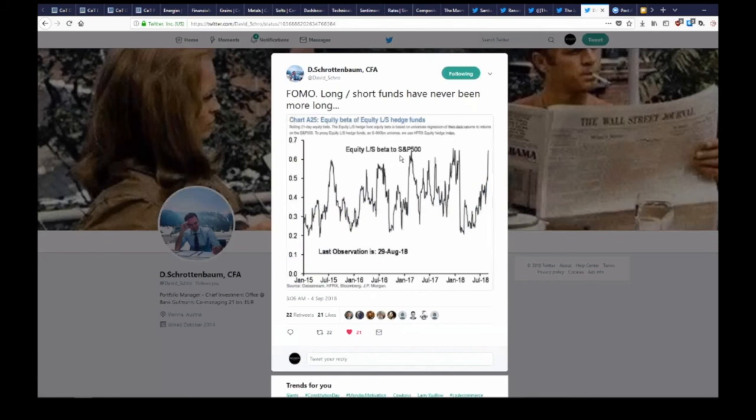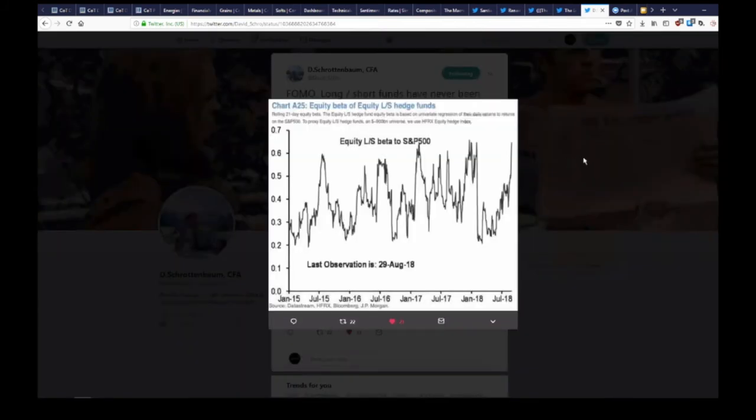And then here, we've got the beta of long-short hedge funds relative to the S&P over the past couple of years. We can see that long-short funds, which are on average quite market neutral, are not right now. They're leaning more long. You've got a higher beta to the S&P. So that is pretty much it.